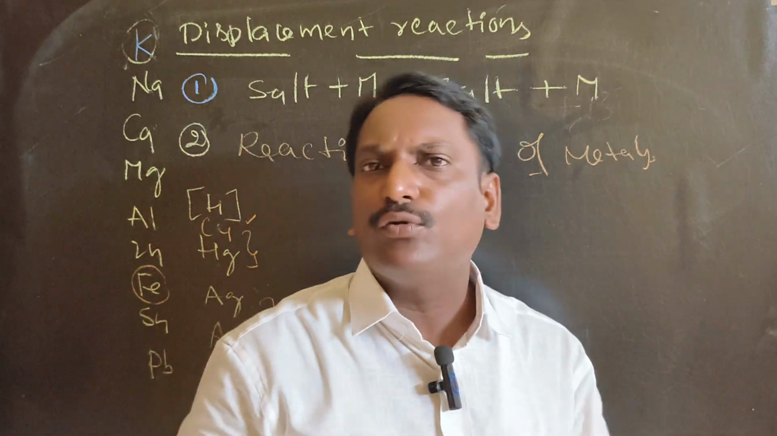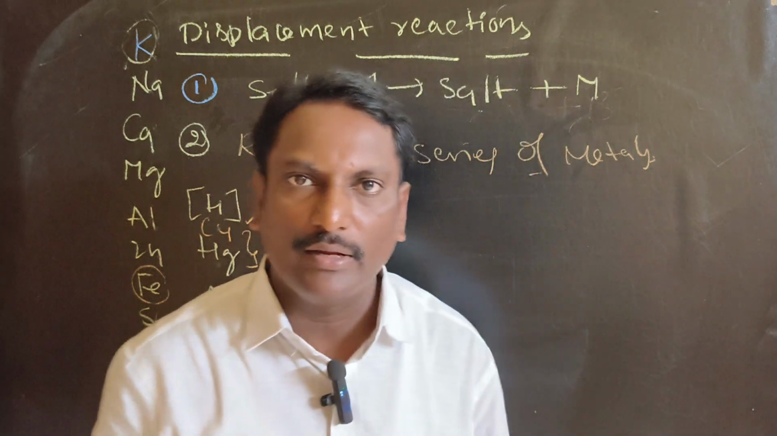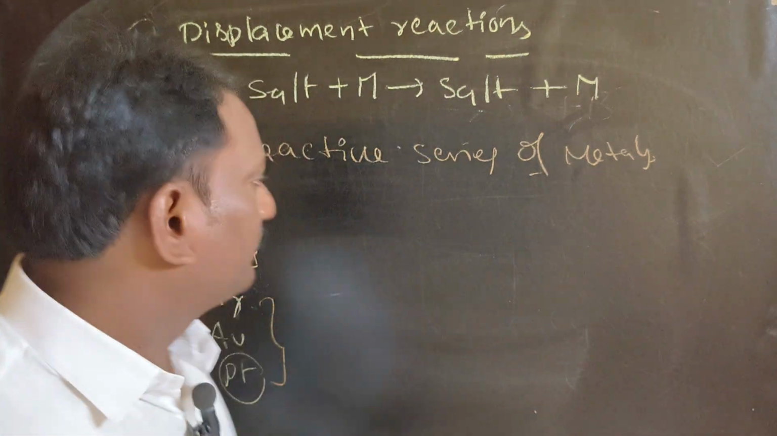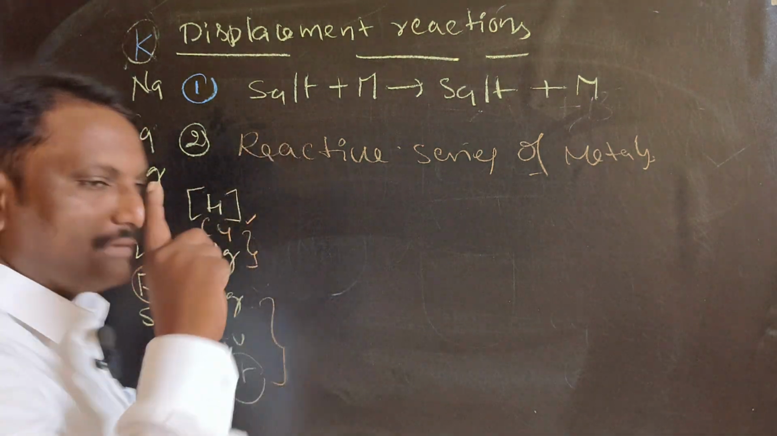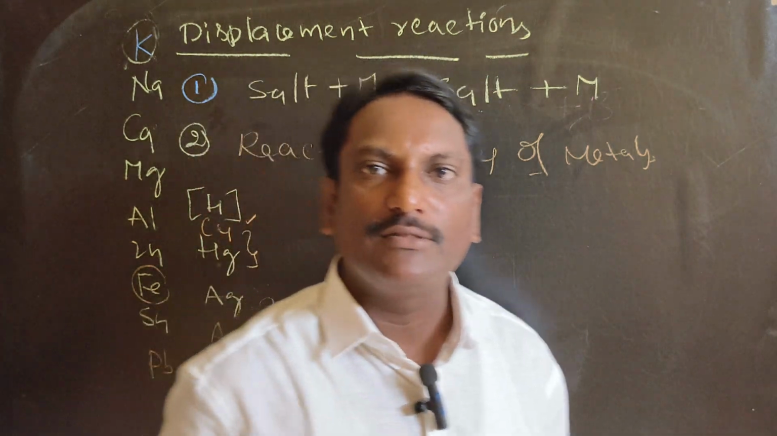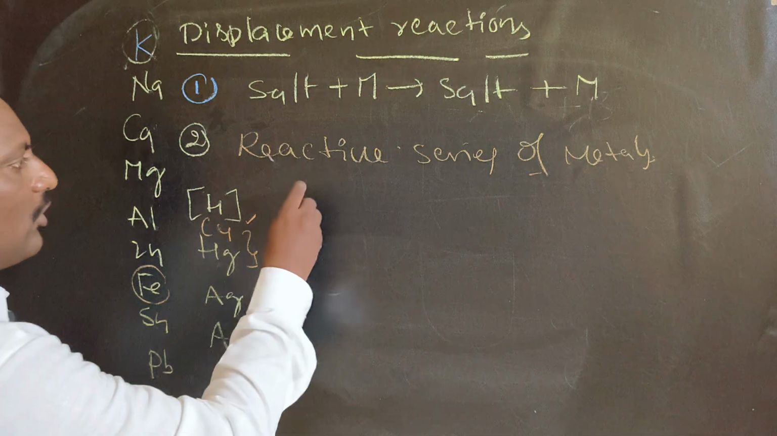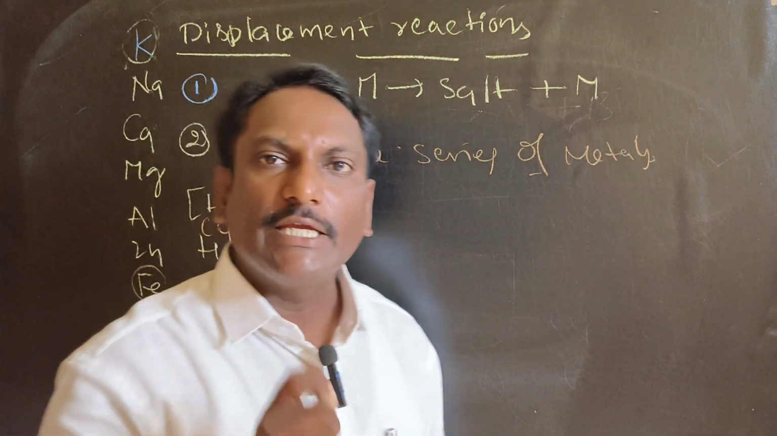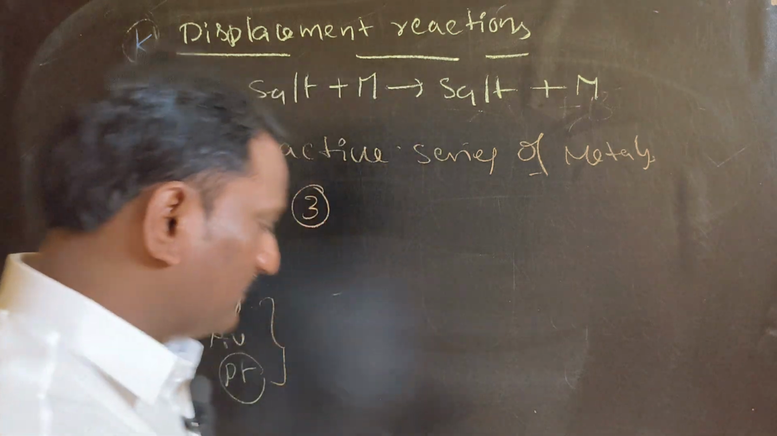And you can create your own clue or keyword, that's up to you, that's not a problem. Otherwise you can remember this pattern as well. So this is the second point. First point is generalized statement, second point is reactive series of metals, the third point is colors and chemical formulas of some compounds.